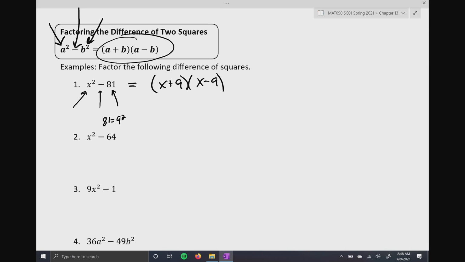Look at number 2. You've got x squared minus 64. You've got 2 terms, a minus sign in between. The first term is a perfect square. The second one, 64. What squared equals 64?